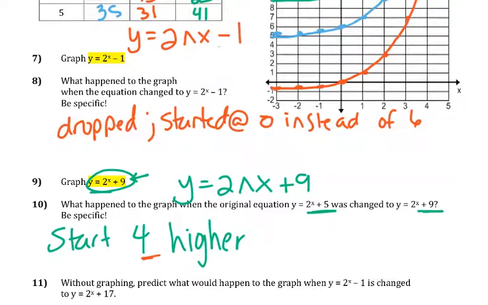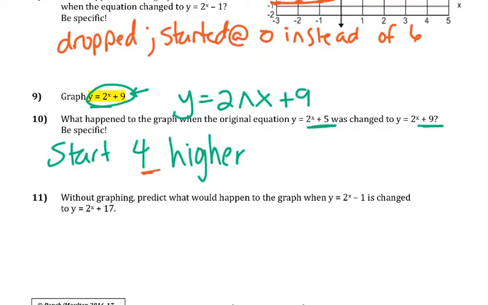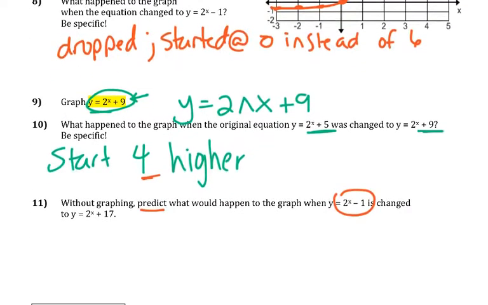So the next one, it says, without a graph, predict what would happen to the graph if you took this one, that would be my red graph, and changed it to y equals 2x plus 17. What's going to happen to that? So I want you to pause the video and think about that and write where do you think the y-intercept is going to be? What's going to happen if we went from a -1 to a plus 17 as what's being added on at the end?